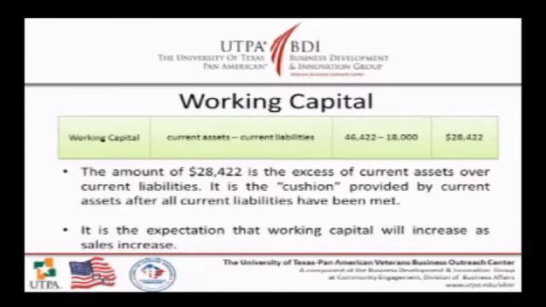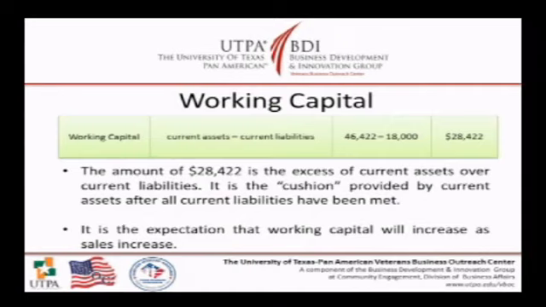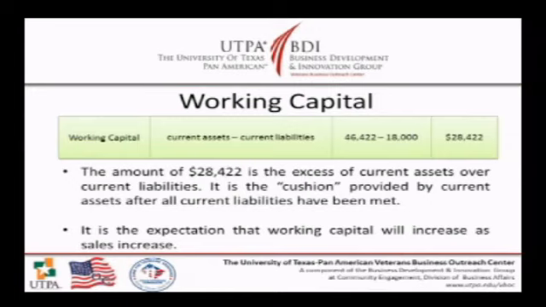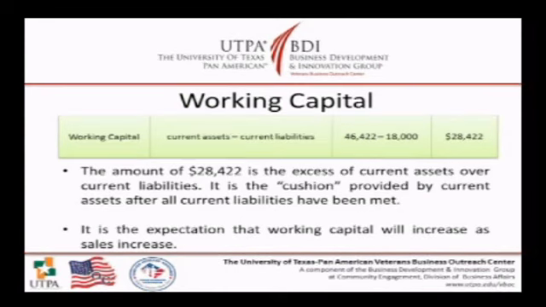Working capital, we kind of talked about working capital and that you need to have working capital to go through any kind of financial gap that you have. Working capital is basically current assets minus current liabilities. And here the current assets are $46,422 minus $18,000. So the working capital that they have is $28,422. This is basically saying that if they were to pay off all their current debt, they would have money left over. Now the long-term debt might be something different. There's a totally different ratio for that.